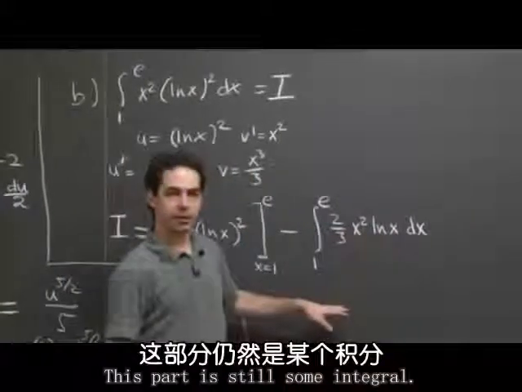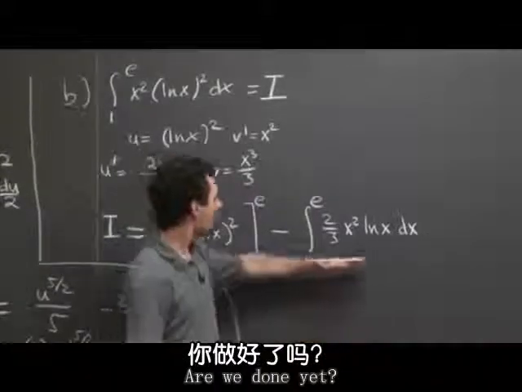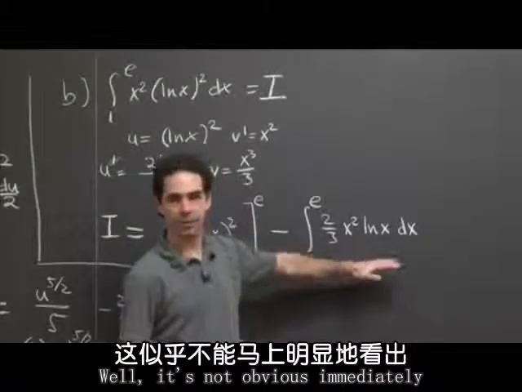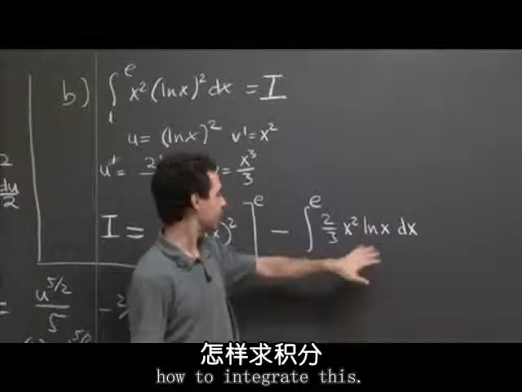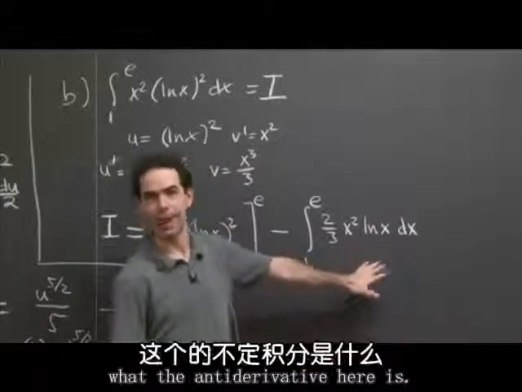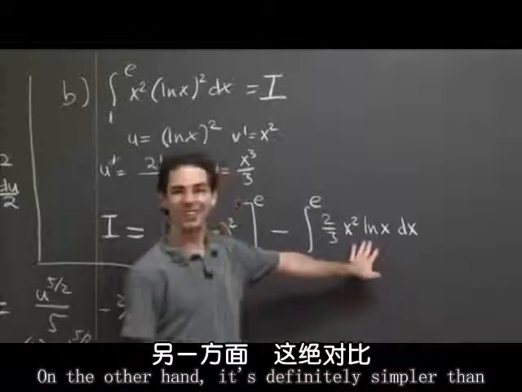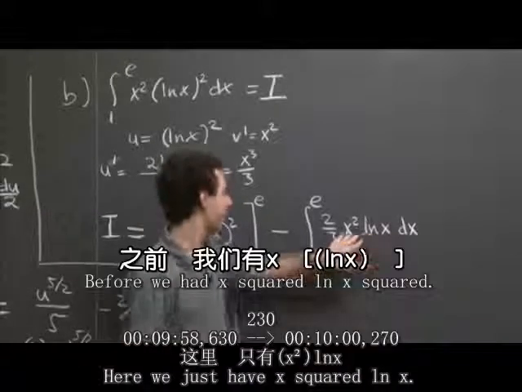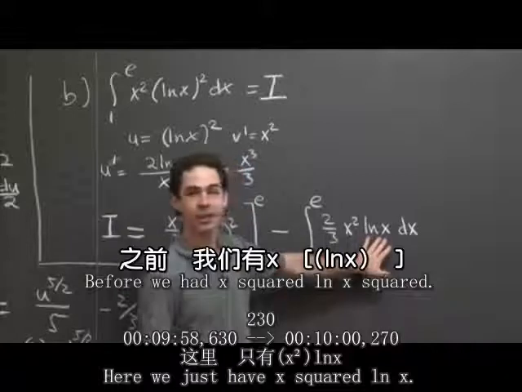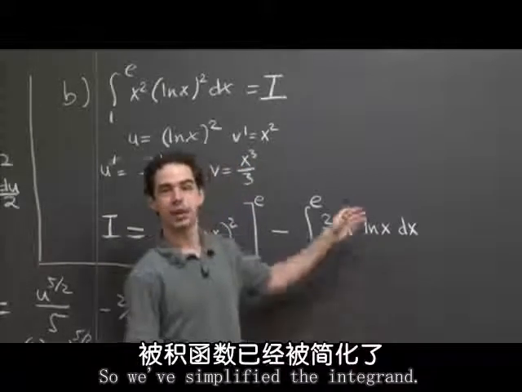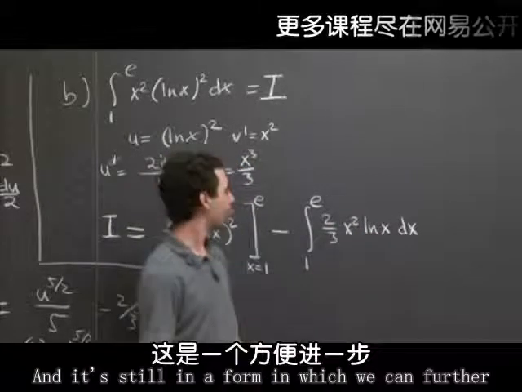This part is still some integral. Are we done yet? Well, it's not obvious immediately how to integrate this. I don't already know off the top of my head what the antiderivative is. On the other hand, it's definitely simpler than what we started with. Before we had x squared ln x squared. Here we just have x squared ln x. So we've simplified the integrand.